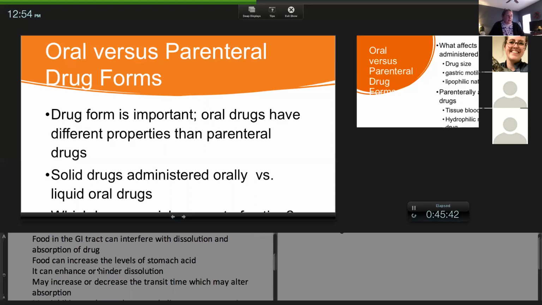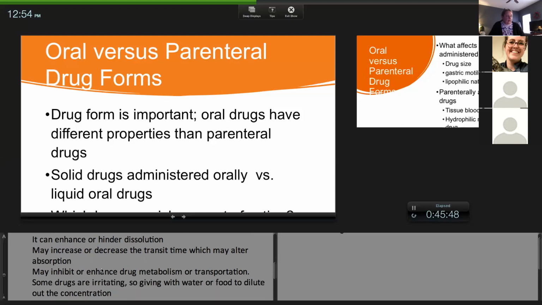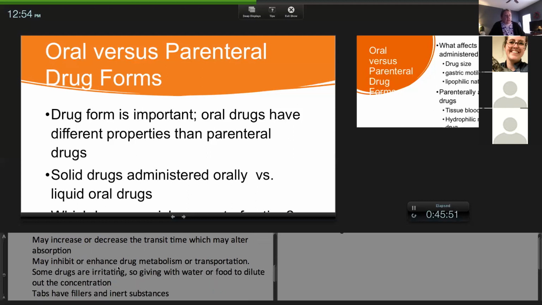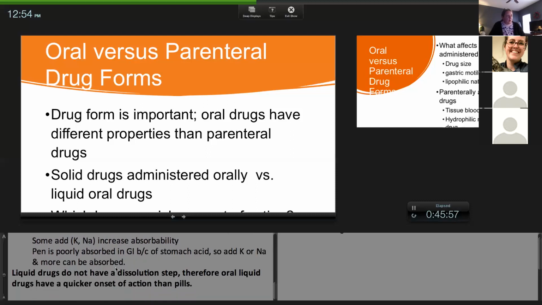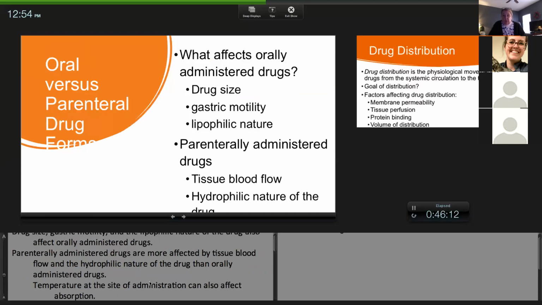So should they have food with it? Does an increase in stomach acid alter that? It can interfere with metabolism of the drug and absorption of the drug. And obviously with liquid medications, you're bypassing that whole dissolving, so a liquid medication is typically going to kick in quicker. But not everything has a liquid form.